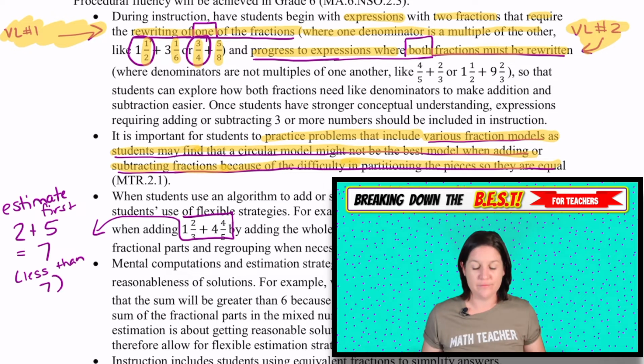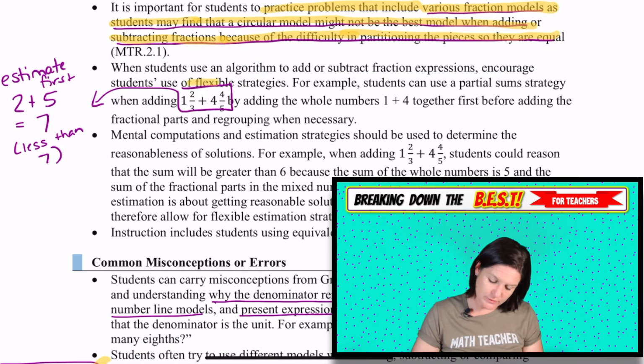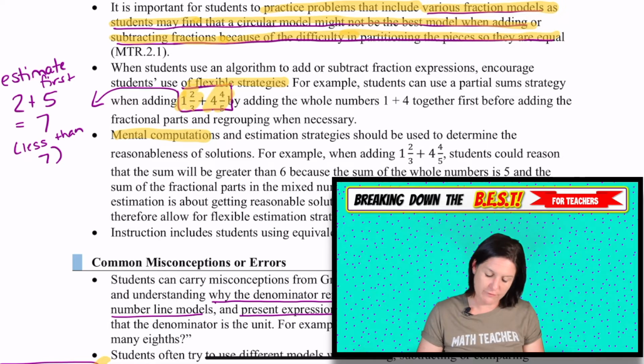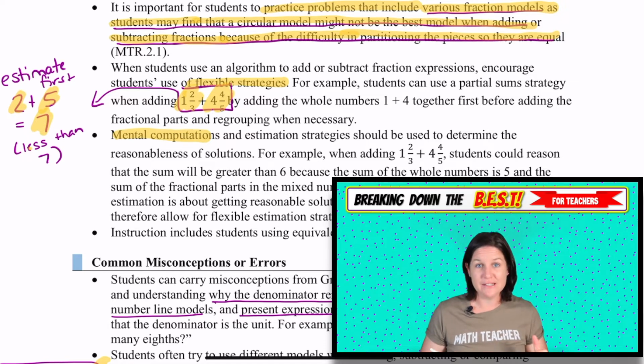It just makes it easier for me. A number line is also a great way too, but in Taking on the Best, we work with those area models, okay? We also want to use flexible strategies and of course mental computations. For instance, if we had 1 2/3 and 4 4/5, we could say that 1 2/3, well, that's close to 2. 4 4/5, that's close to 5, and 2 plus 5 equals 7. And since they're both a little bit less than 2 and a little bit less than 5, our sum will be a little bit less than 7.